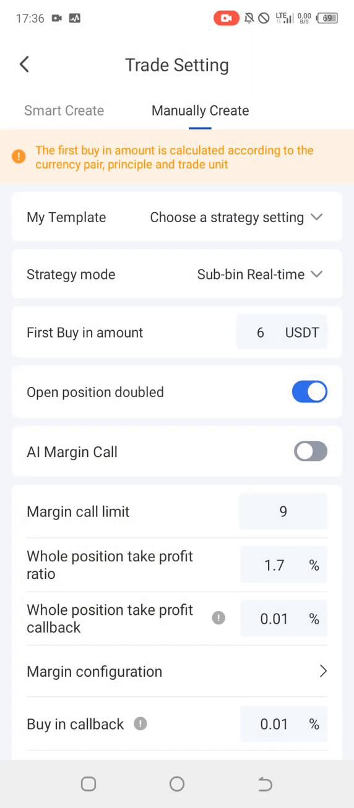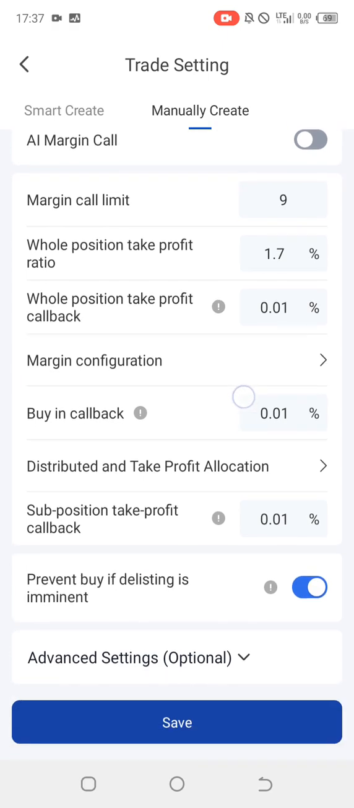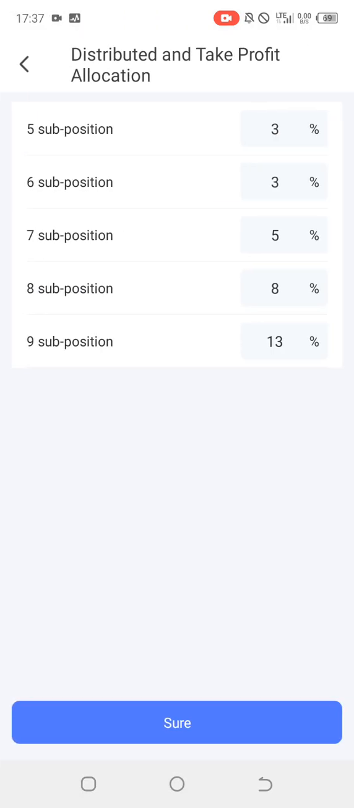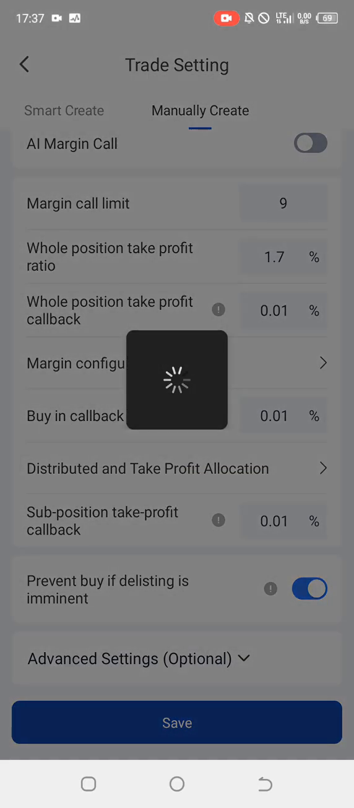Then you click on save. Then the TP: when the market goes further down, there's a probability it pumps up high, and it can pump more than 20%, 30% before going all the way up to your first buy, and then the market will sell off. So we want to catch that pump. The take profit drop for the sub positions is 3% for the fifth position, then 3%, 5%, 8%, and 13% for the last and lowest margin call drop. And then we click on sure, we click on save, we click on sure.